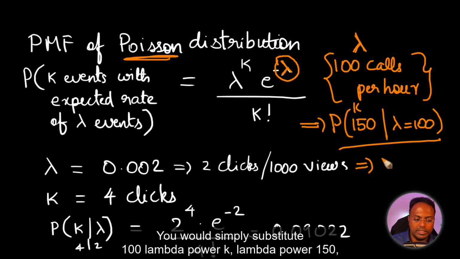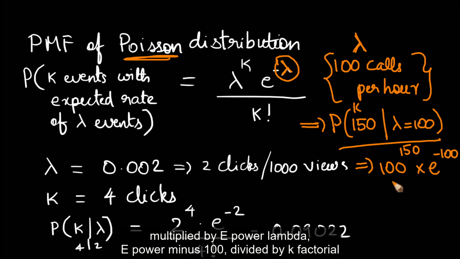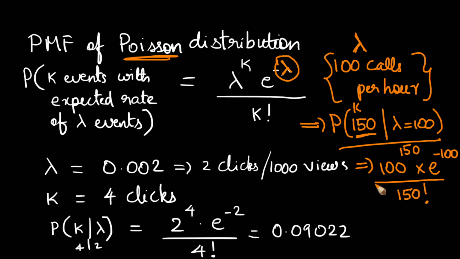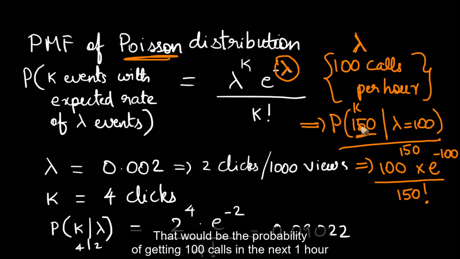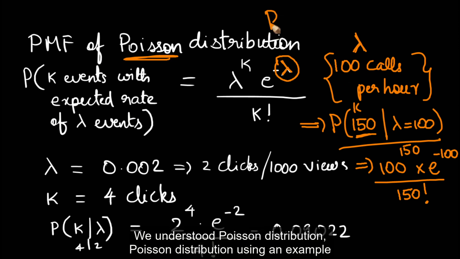You would simply substitute lambda power k, 100 power 150, multiplied by e power minus lambda, e power minus 100, divided by k factorial, so 150 factorial. You calculate this. That would be the probability of getting 150 calls in the next hour. Hope that makes sense. So we understood Poisson distribution using an example.